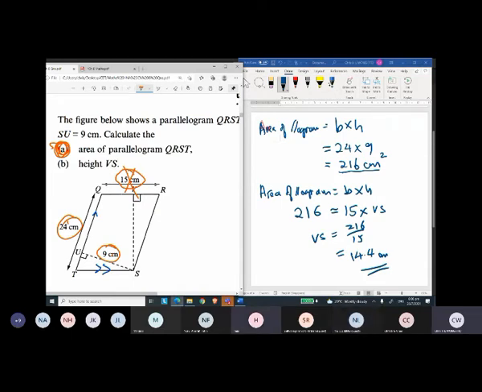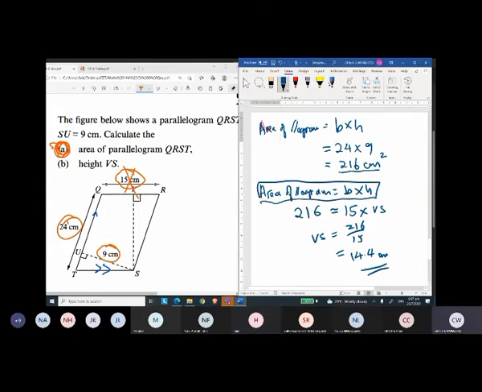Mr. Wong, just now you mentioned 15 divided by 2, 16 divided by 15. Then you said there must be a reason, right? So how am I going to explain the reason? Oh, this one, no reason. The reason is actually the area formula. Area of parallelogram is base times height. This is the reason.